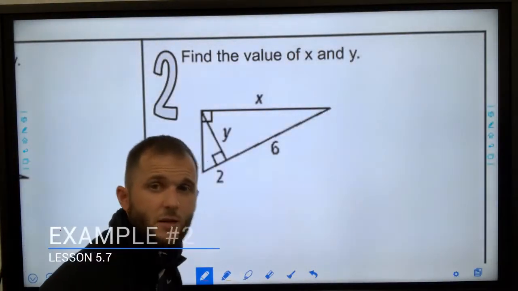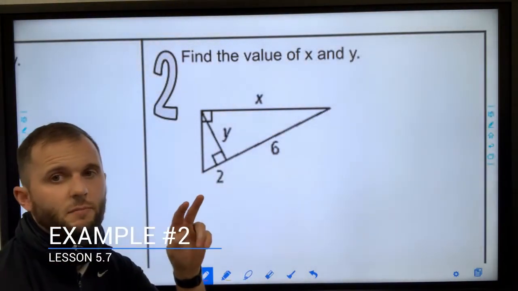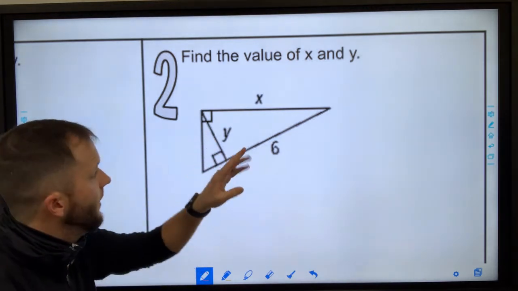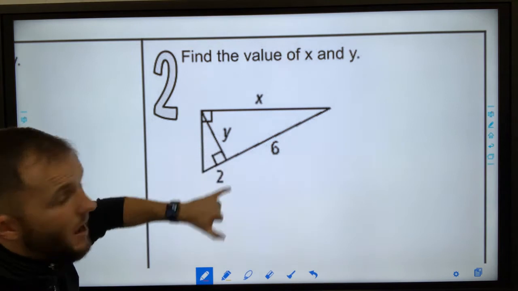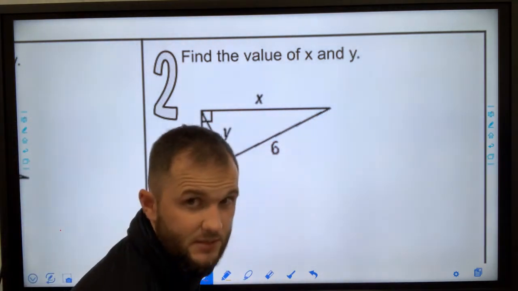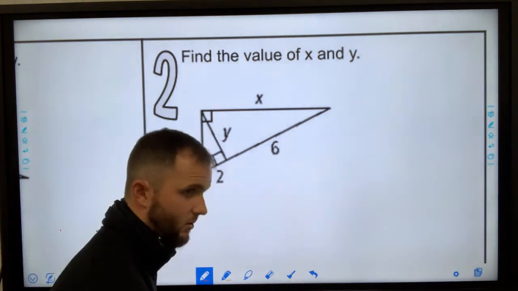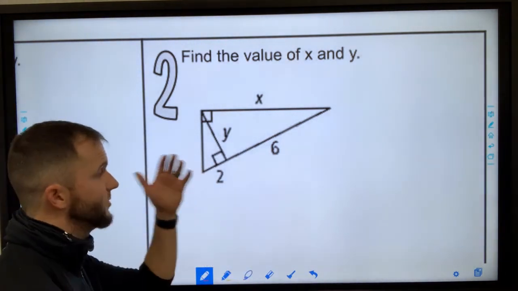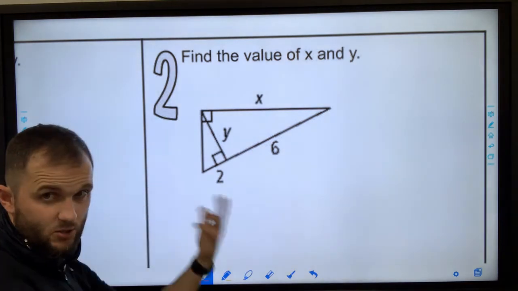All right, on example number 2, I have 2 problems again, but on the previous one, I was finding 2 different legs. On this one, I'm actually going to be finding the altitude, and I'm going to be finding a leg. So let's go ahead and put this into work here. I like to break it up into 3 different triangles, but on this one, I'm not going to do that, okay? So let's go ahead and look at this.